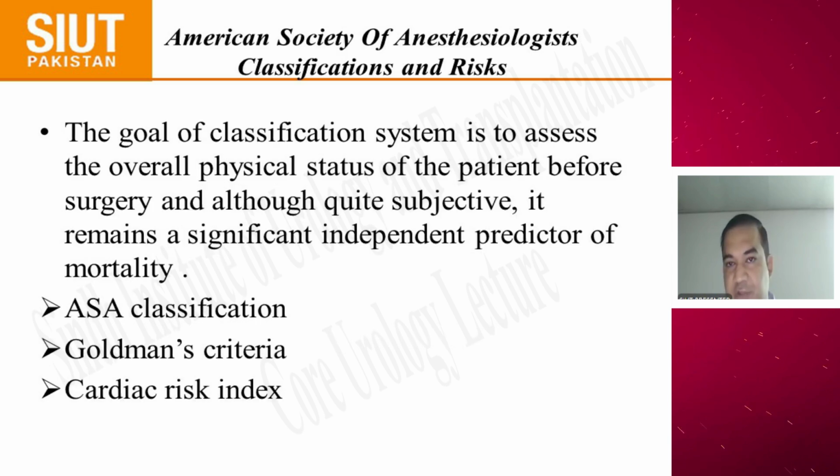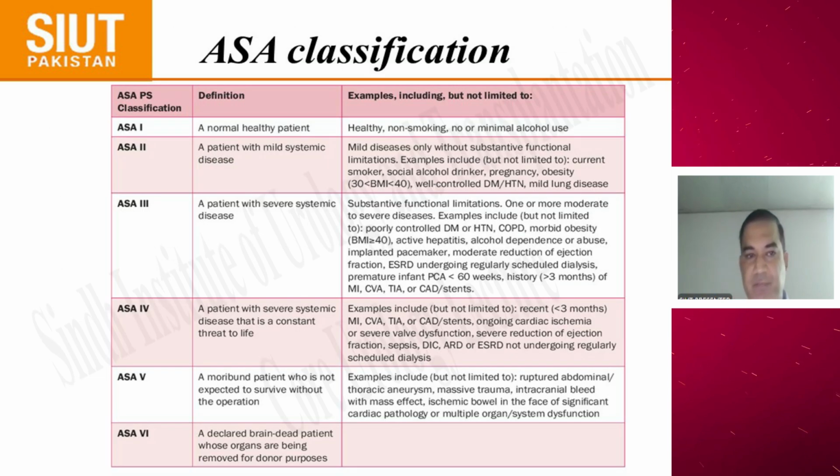American Society of Anesthesiologists classifications and risk. The goal of this classification system is to assess the overall physical status of the patient before surgery, and although quite subjective, it remains a significant independent predictor of mortality. It includes the ASA classification, Goldman criteria, and cardiac risk index. ASA classification is divided into 6 classes.